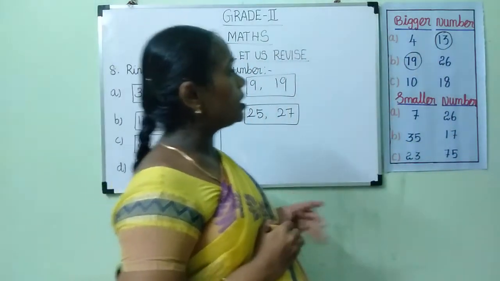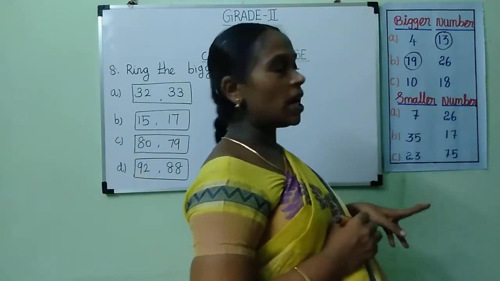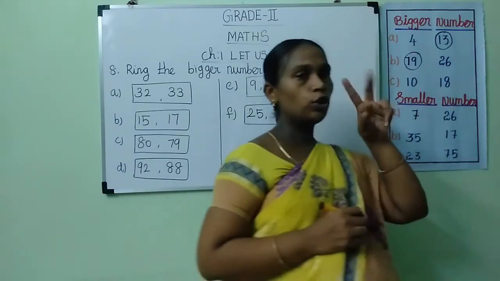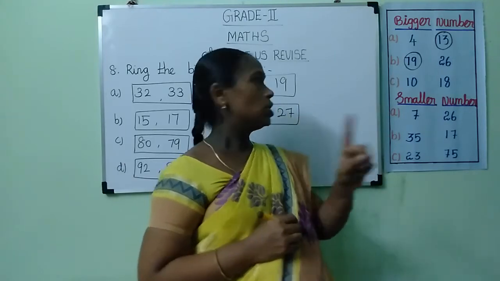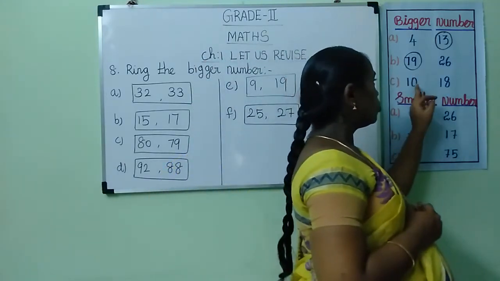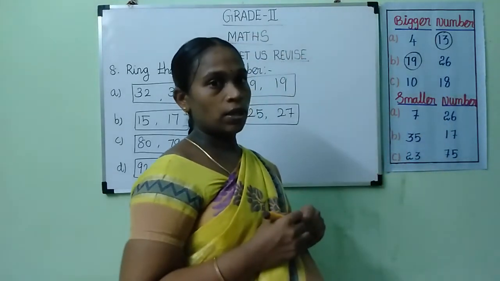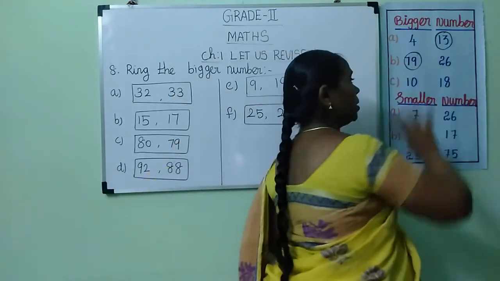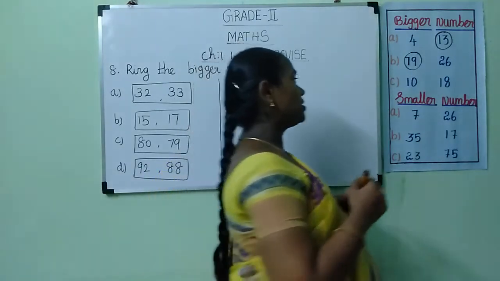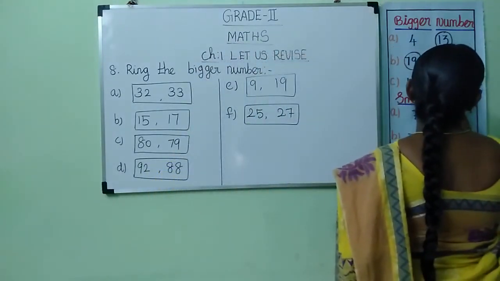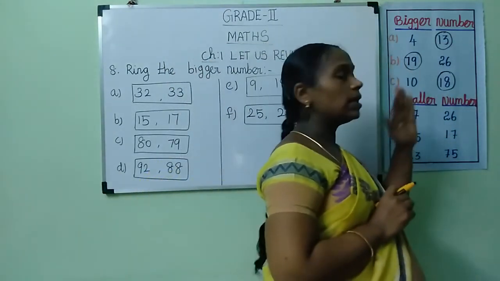Okay, the next one, 10 and 18. These are also 2-digit numbers, but the tens place has the same number, 1. Tens place of both numbers has 1. So, you look at the ones place, 0 and 8. Which is bigger, 0 or 8? 0 means nothing. So, 8 is bigger. So, which number will come as the bigger number? 18. 18 is the bigger number. You should put the circle. Are you clear, children? How to write this bigger number?